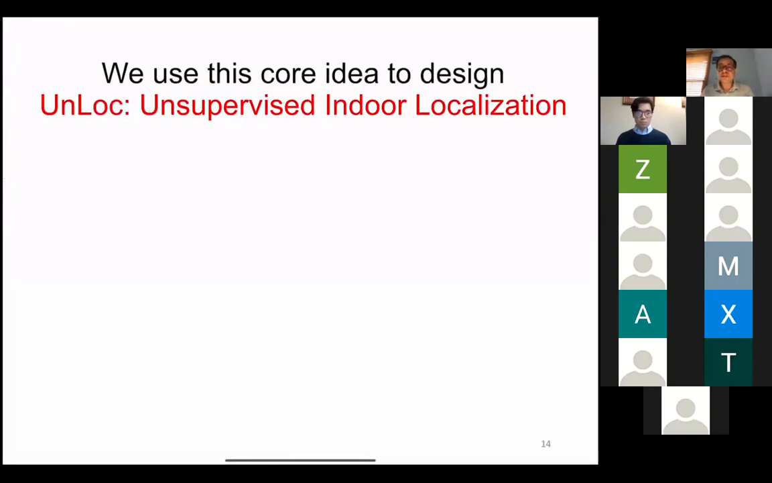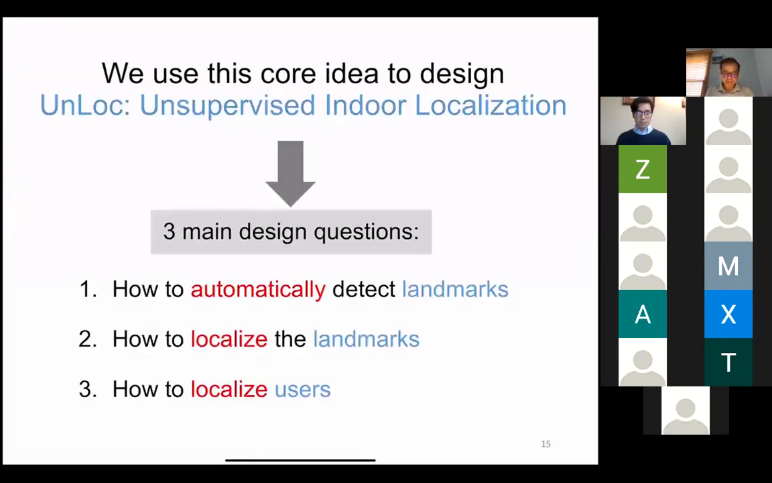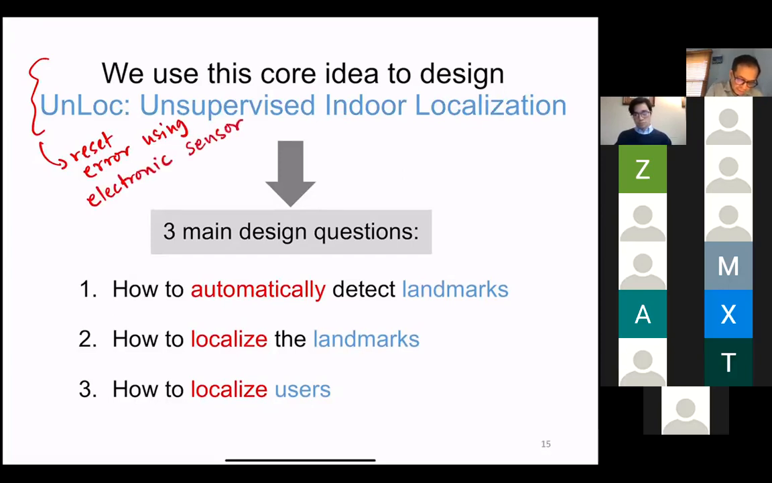Okay, so this is the core idea for unsupervised indoor localization. And there are three main design questions. So you understand the core idea, right? Which is: reset error using electronic sensor patterns, which are landmarks.